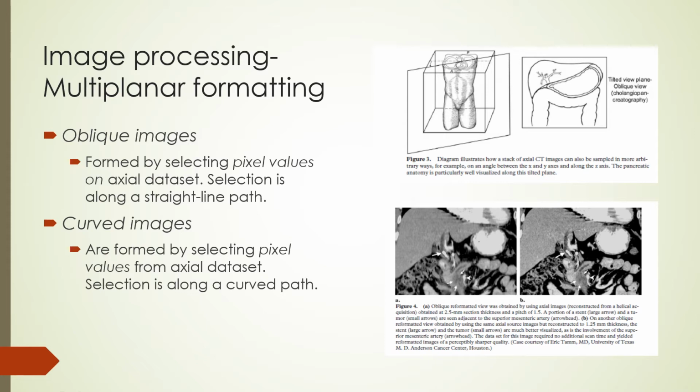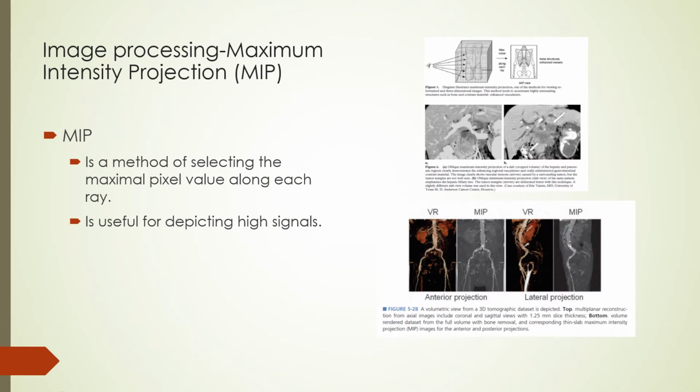Curved images are formed from axial data sets by selecting different rows or columns of pixel values from each axial image in the stack of images. Selection is along a curved path. Maximum intensity projection is a method of forming projection images by casting rays through a volume data set and selecting the maximal pixel value along each ray. This is illustrated in the top figure. Maximum intensity projection is useful for depicting high signals in a volume, like contrast in CT images or MR studies, or displaying calcified plaque in vessels.